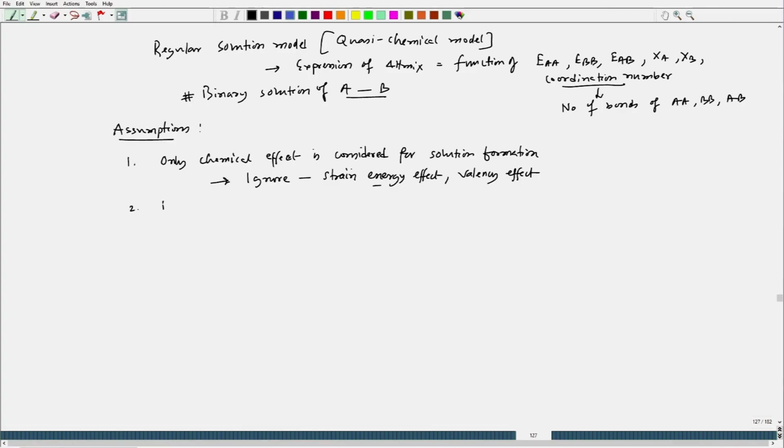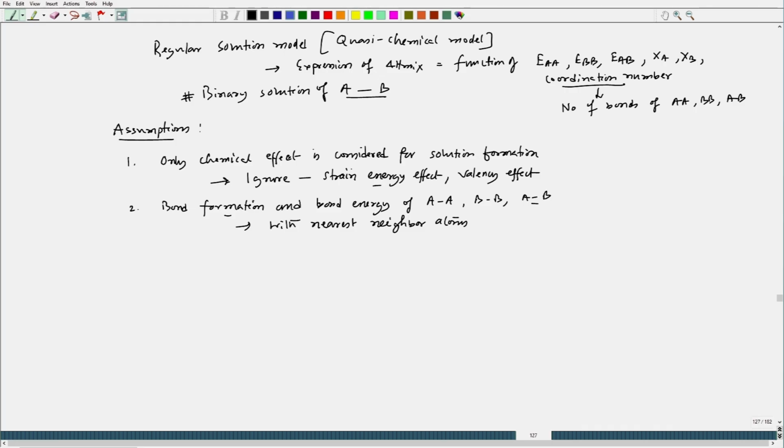Now, the second assumption is that we consider bond formation and bond energy of AA type, BB type and AB type, but there is a condition. That bond formation is only possible with nearest neighbor atoms. Okay. So, what do we mean by nearest neighbor?